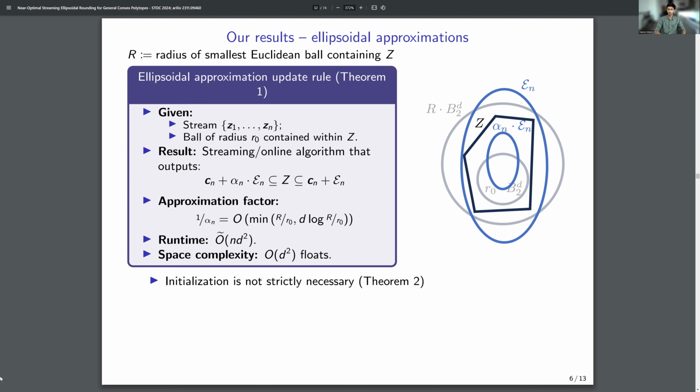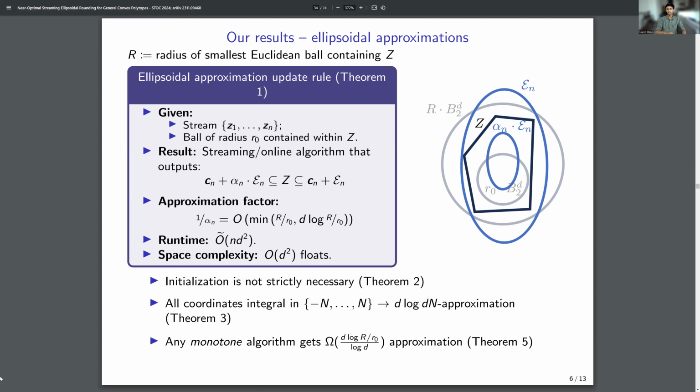Now a few remarks are in order to describe this result. First is about this initialization assumption, that you're given a ball of radius R0 that is contained within Z. Well, we show that this initialization assumption is not strictly necessary, so you can do away with it, but you get a slightly different approximation guarantee that has a slightly worse aspect ratio dependence. Moreover, if all the coordinates are integers that lie between minus capital N and positive capital N, then one can get an aspect ratio independent result. One can in fact get a d log d times capital N approximation guarantee. That's theorem 3 in the paper if you're following along.